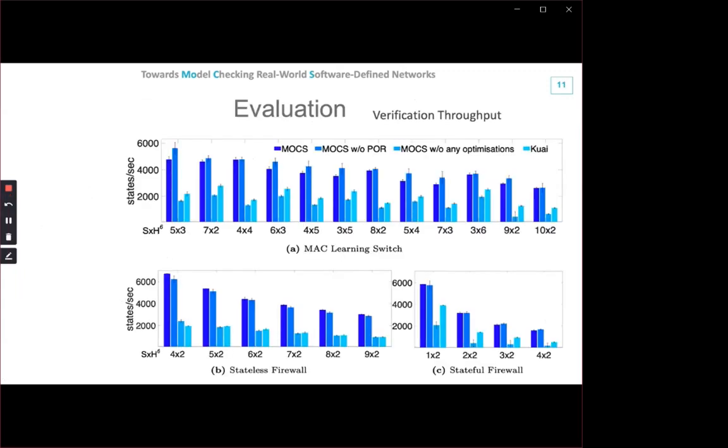We measure MOX performance using three examples of network controllers: a stateless firewall, a stateful one, and a MAC learning application. We investigate the behavior of MOX as we scale up the network by increasing the number of switches and client servers. In this slide, we report the verification throughput in visited states per second. In order to assess how MOX's different optimizations affect its performance, we report results for system variants with and without partial order reduction and state representation optimizations.